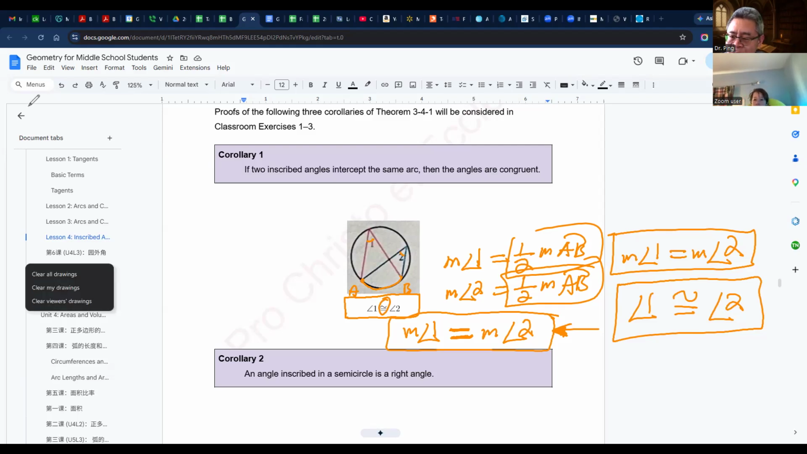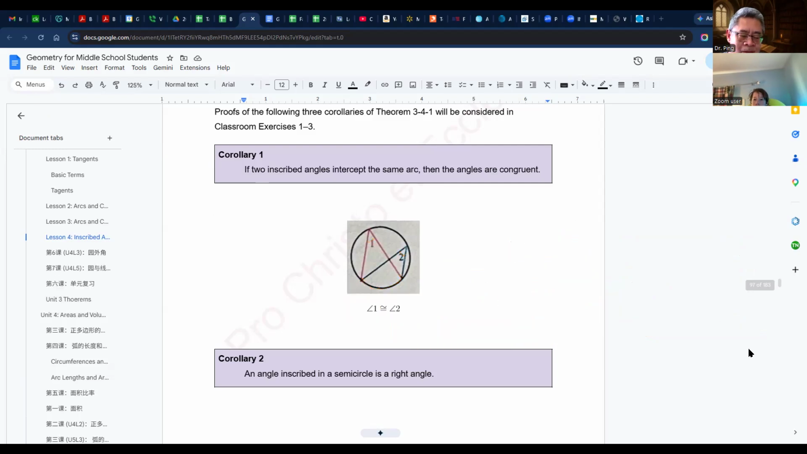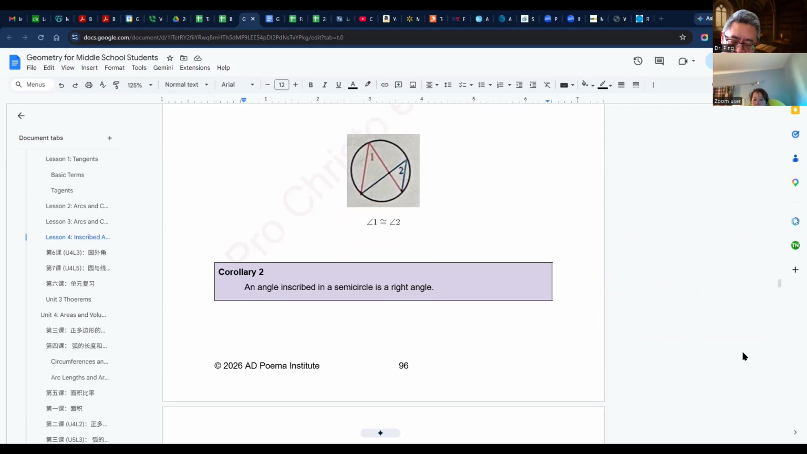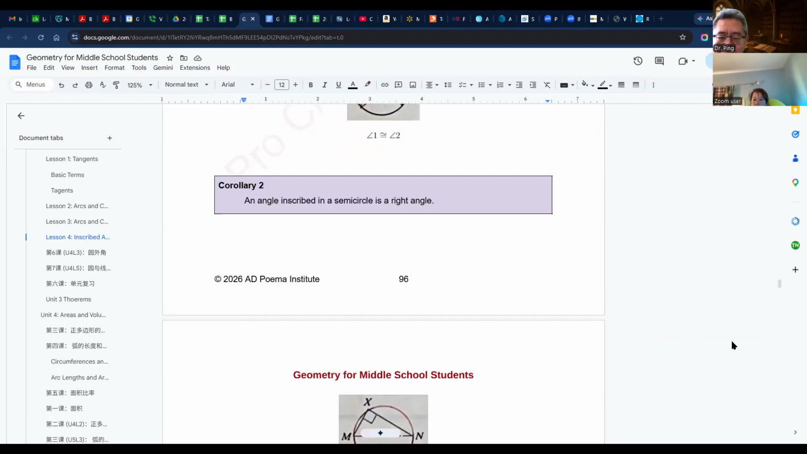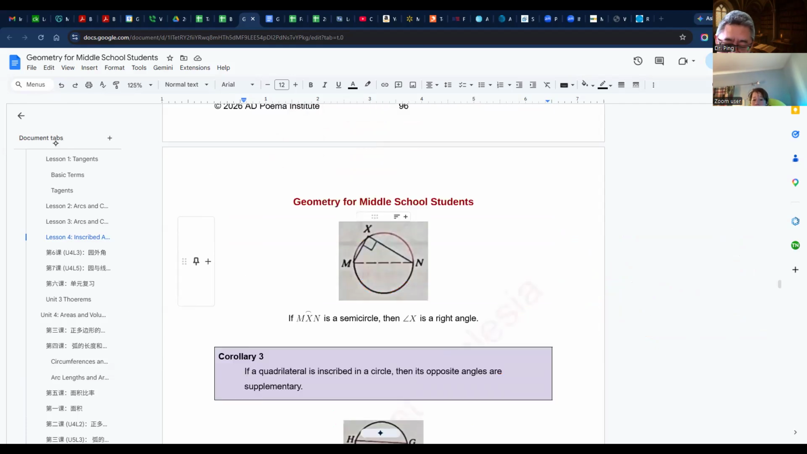Now you can see why it's called a corollary, because it's pretty straightforward based on the theorem. Corollary one: an angle inscribed in a semicircle is a right angle. Here we see angle X, and its arc is from here to here. We know this arc is 180, and based on the theorem, this angle will be half of that, which is 90 degrees. So you can see it's pretty straightforward. Basically, it's applying the theorem to this special case. Good.